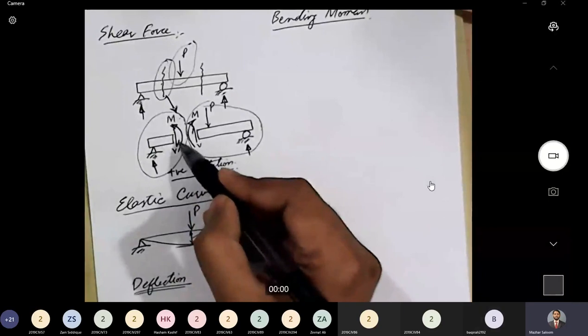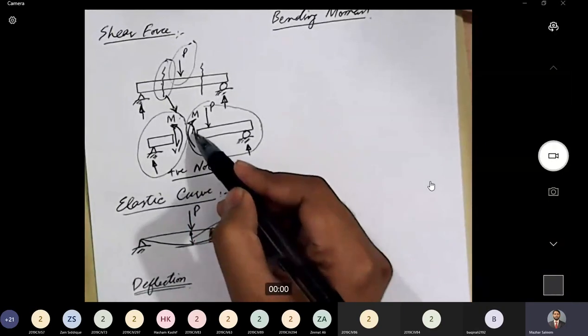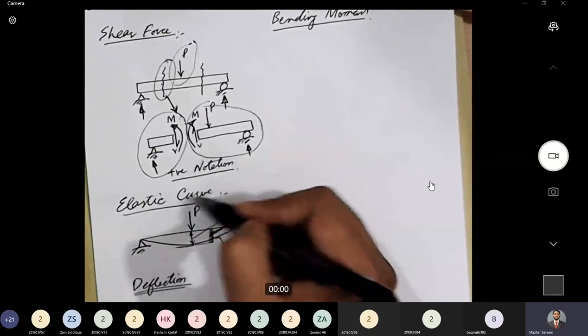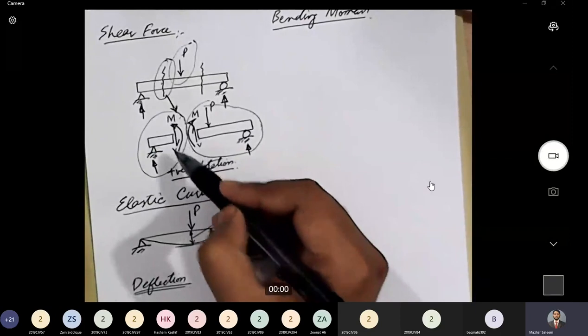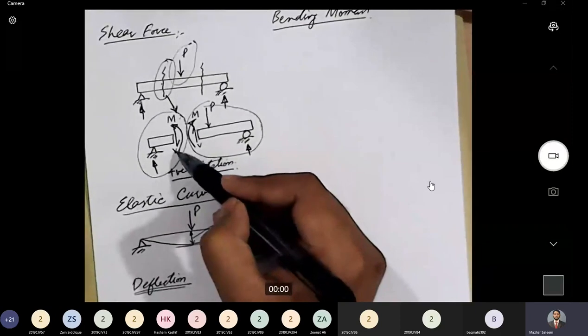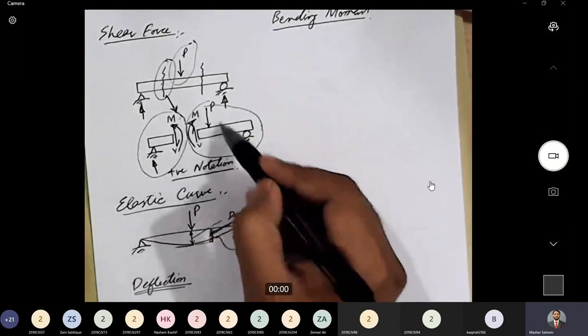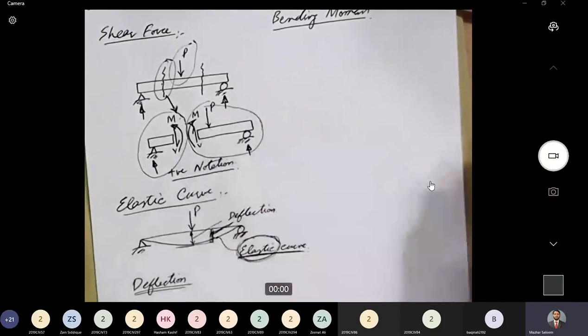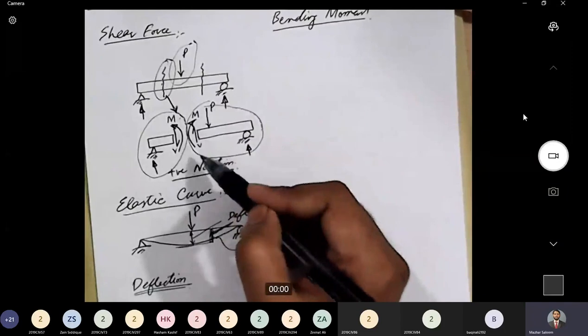If we consider shear force downward on the left side and upward on the right side of the section, we call this a positive notation. And if we consider moment on the left side of the section in counterclockwise direction, and on the right side in clockwise direction, we call this overall notation positive.